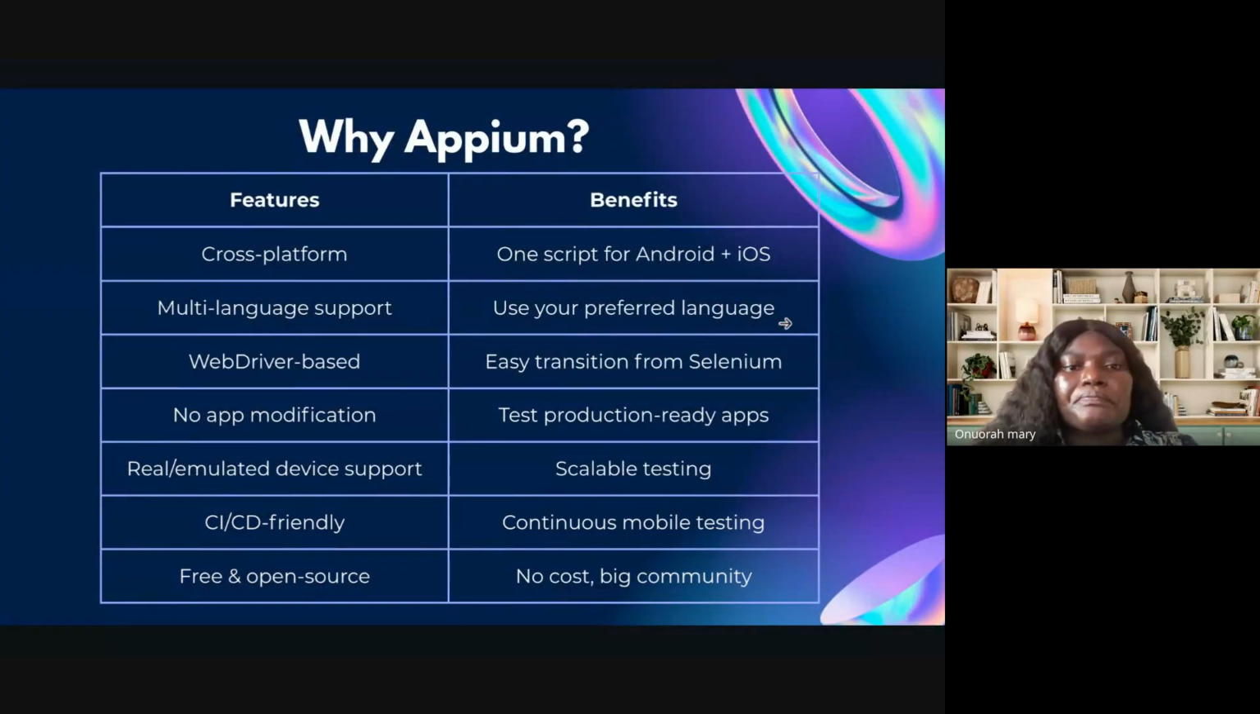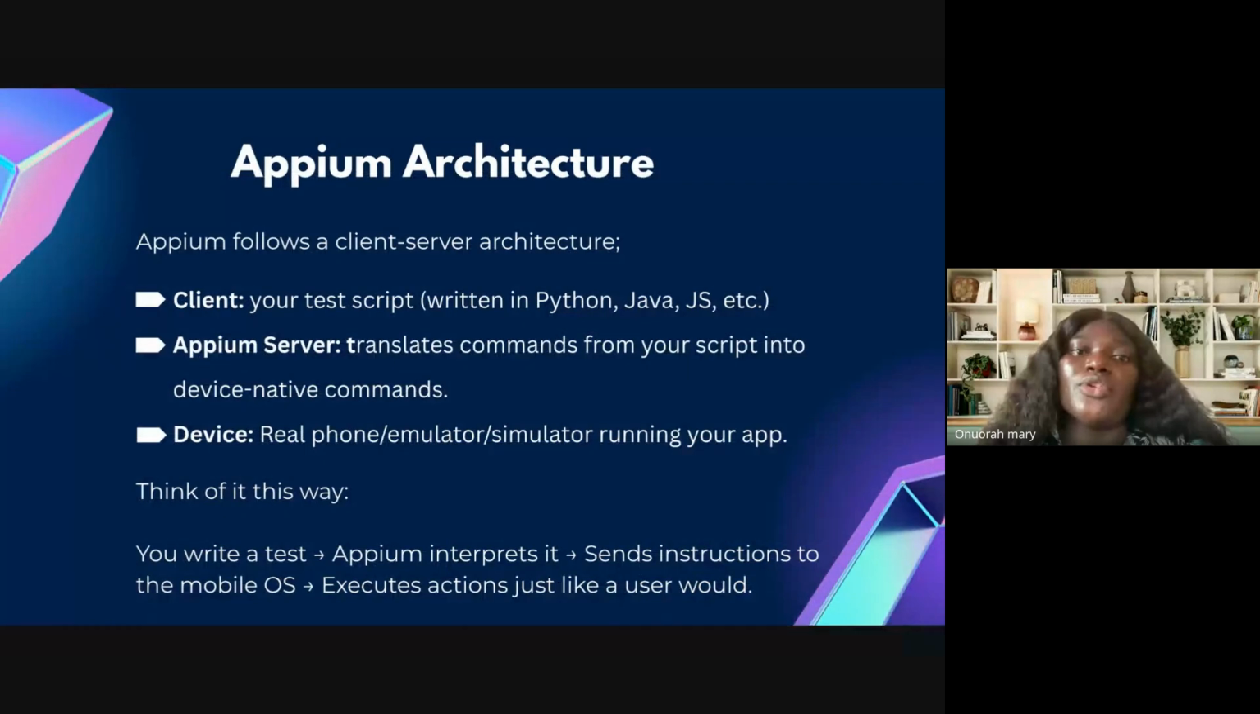So like I said, it has support for both real devices and emulated devices, which makes it able to support scalable testing. It is CI/CD friendly for your continuous testing. It is also free and open source, and it has a big community. So these are some of the reasons why you might consider using Appium for your mobile automation.